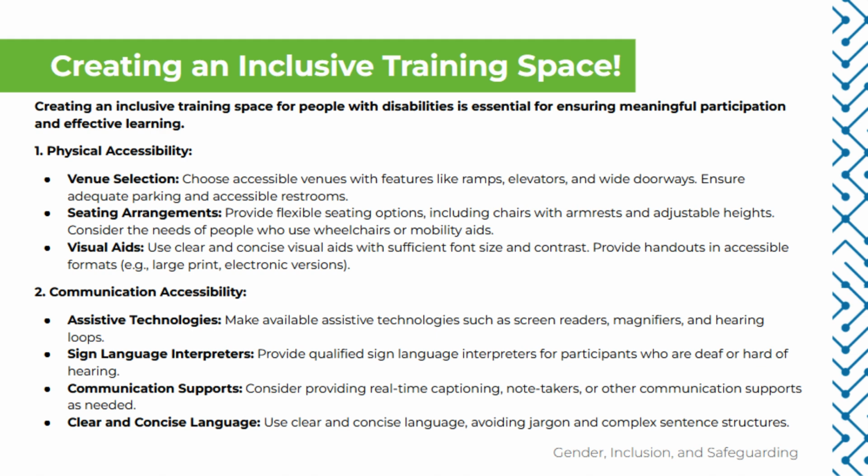Regarding visual aids, let them be clear and concise, with sufficient font size and contrast, and provide handouts in accessible formats, such as large print or electronic versions. Second, communication accessibility. Provide assistive technologies such as screen readers, magnifiers, and hearing loops. Ensure qualified sign language interpreters are available for participants who are deaf or hard of hearing. Consider communication supports such as real-time captioning or note takers as needed. Use clear and concise language, avoiding jargon or complex sentence structures.